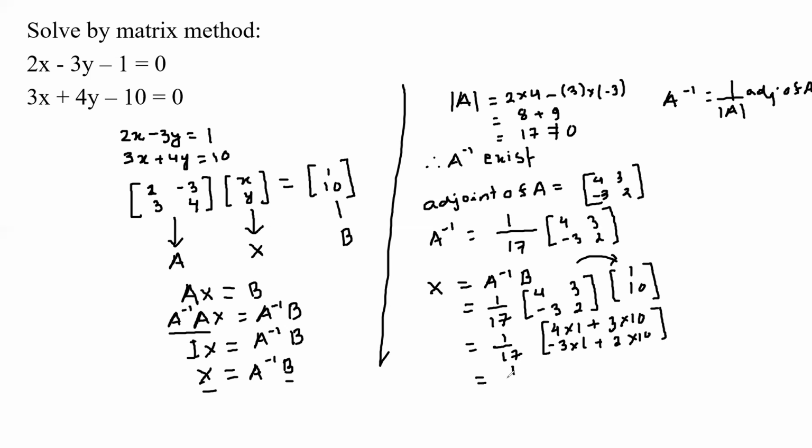Now, what will we get here? It is 1 by 17 times 4 plus 30. And here we are getting -3 plus 2 times 10, which is 20. So here we are getting 1 by 17, and 4 plus 30 is 34, and 20 minus 3 gives you 27.